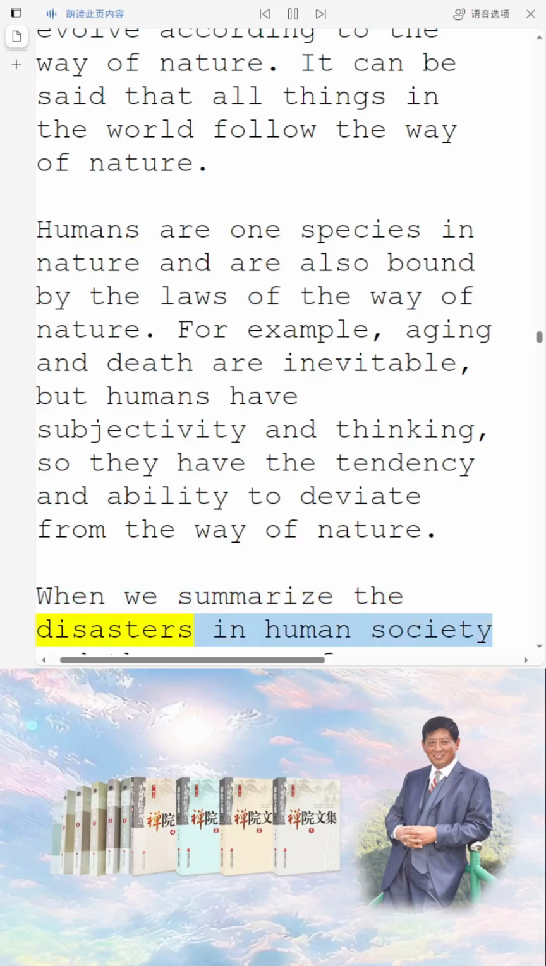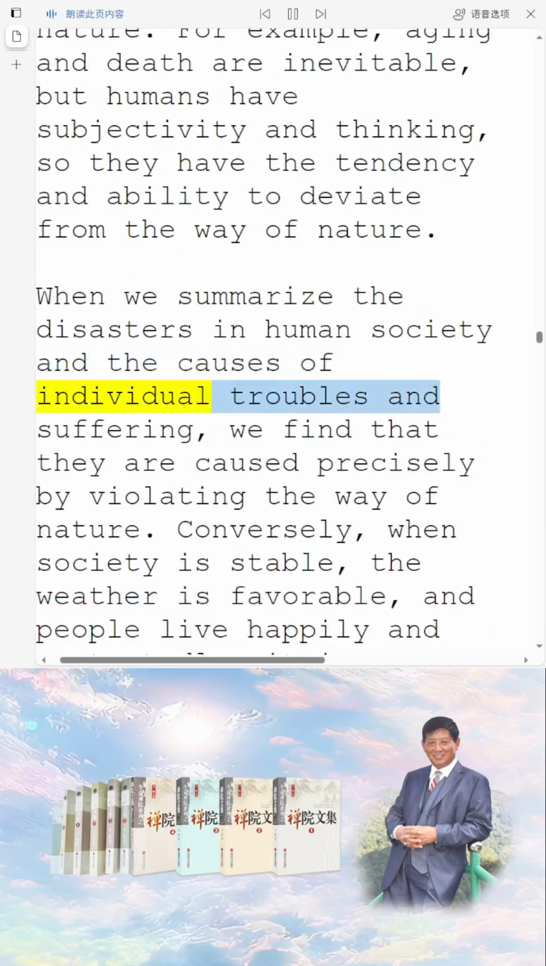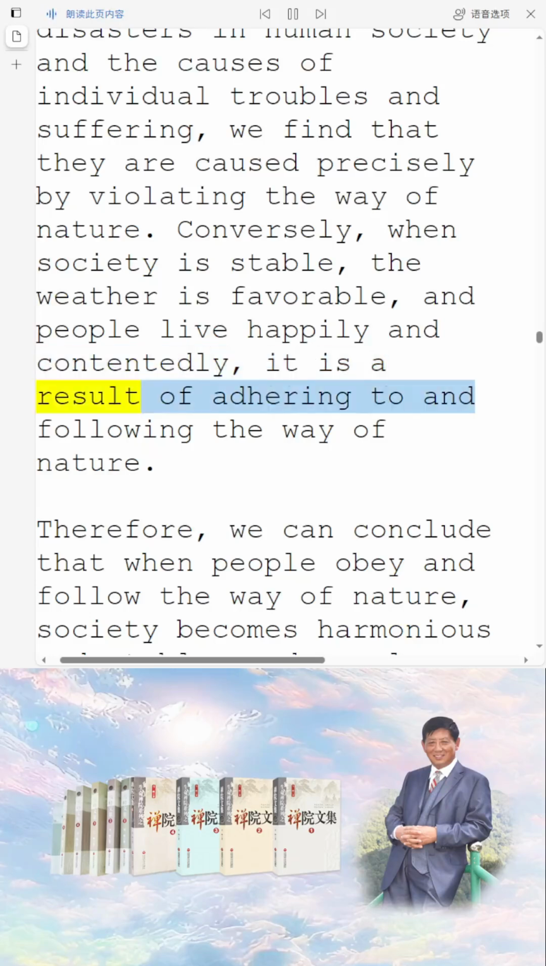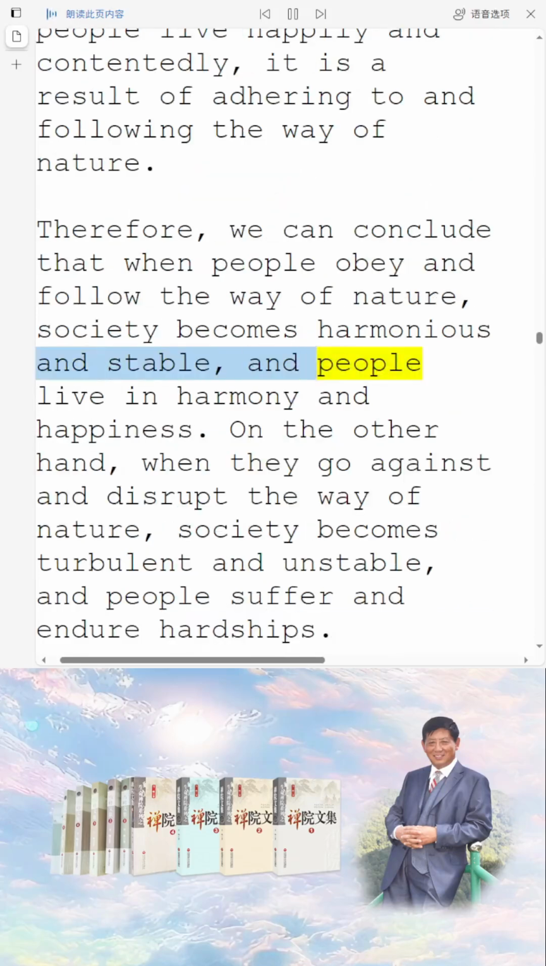When we summarize the disasters in human society and the causes of individual troubles and suffering, we find that they are caused precisely by violating the way of nature. Conversely, when society is stable, the weather is favorable, and people live happily and contentedly, it is a result of adhering to and following the way of nature. Therefore, we can conclude that when people obey and follow the way of nature, society becomes harmonious and stable, and people live in harmony and happiness. On the other hand, when they go against and disrupt the way of nature, society becomes turbulent and unstable, and people suffer and endure hardships.